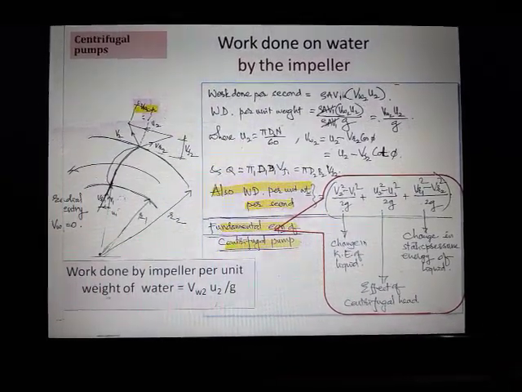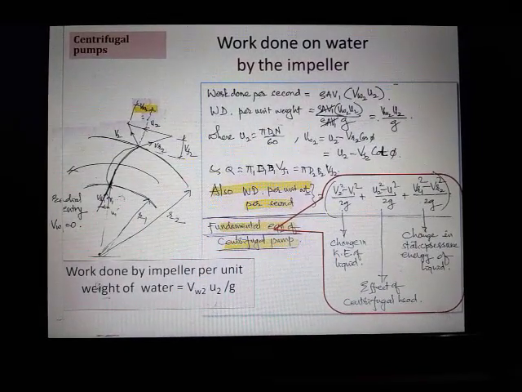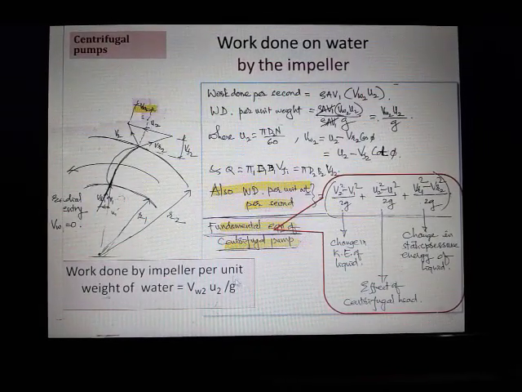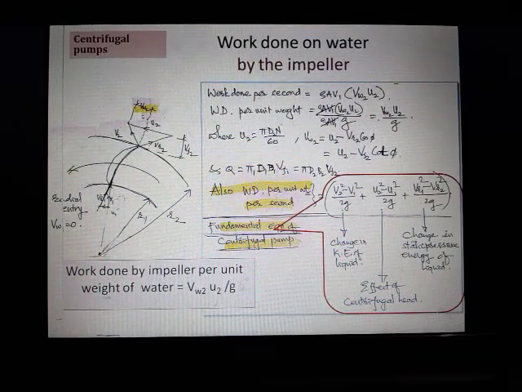So what we should remember from this slide is that work done by the impeller per unit weight of the water is equal to a simple expression, vw2 u2 by g.